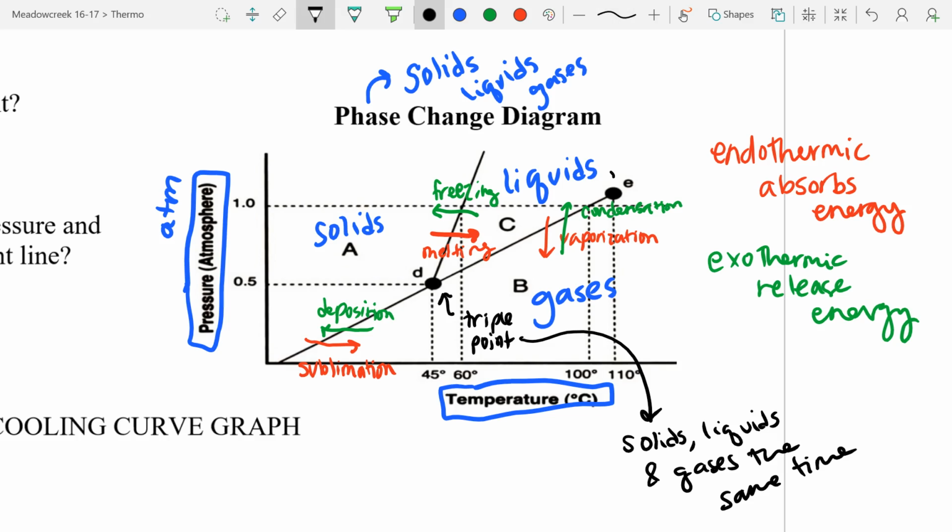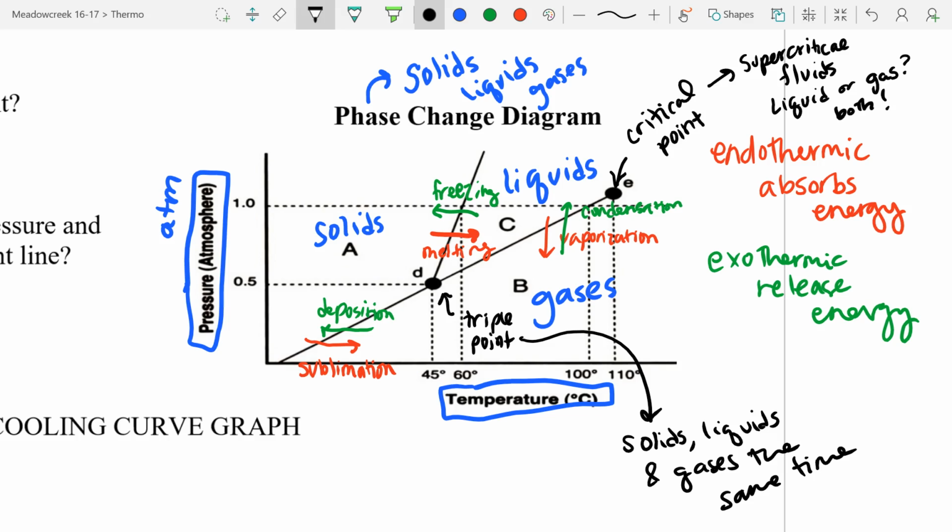Now, speaking of critical, this point, point E, is called the critical point. The reason why it's the critical point is this is where you get supercritical fluids. You're like, well, that still doesn't make sense to me. Well, supercritical fluids are when you can't tell if it's a liquid or a gas. And the answer is both. And so with this diagram, you need to be able to correctly draw and label this and be able to understand where the triple point is, where the critical point is, and how you would go about changing all of these substances.